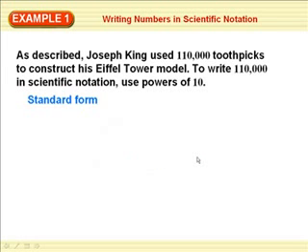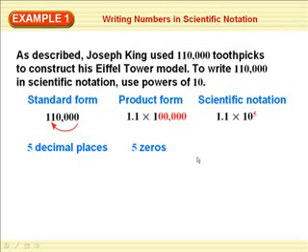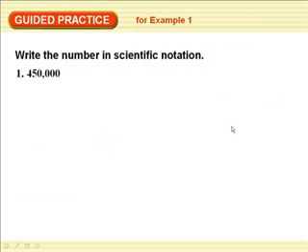Okay, so let's see how they do it. They talk about the standard form. They move it 5 decimal places like we talked about, and then they wrote 1.1 times 10 to the 5th. They do it a little bit differently. I kind of skip the product form. I'm just moving it over, and then I know it's 1.1 and I just count the number of places. That's scientific notation. Scientific notation is a way to write bigger numbers a little smaller. Scientists use it, and sometimes for really small numbers.